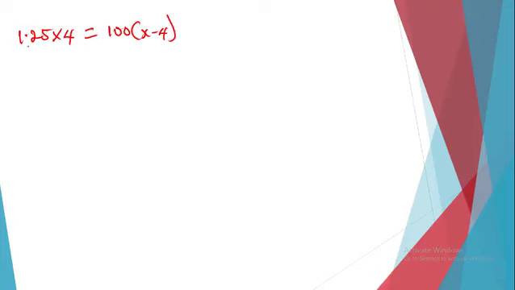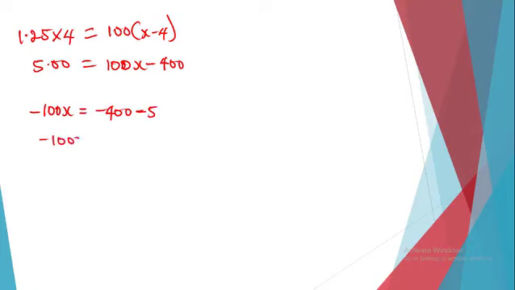Okay, then 1.25 times 4 will give us 5.00. 100 times x will give us 100x. 100 times minus 4 will give us minus 400. Is that correct? So at this point, the 100x crossing over becomes minus 100x, equal to minus 400. This minus 5 crossing over becomes minus 5. So minus 100x will give us minus 405. We divide through by minus 1, and this minus 1 will cancel this minus.